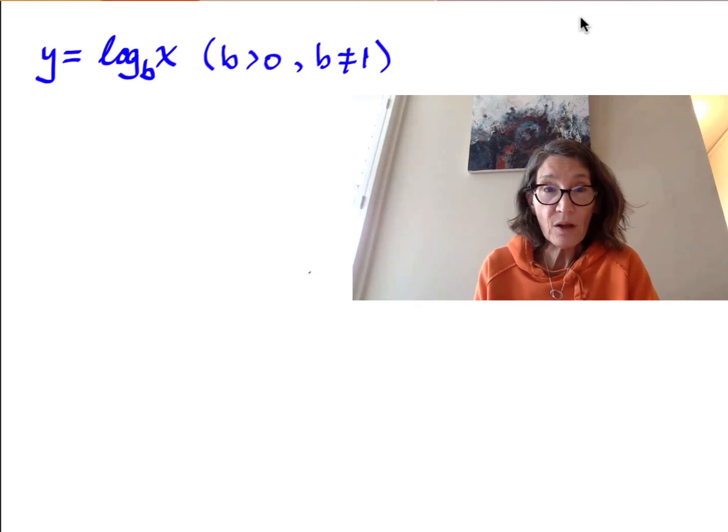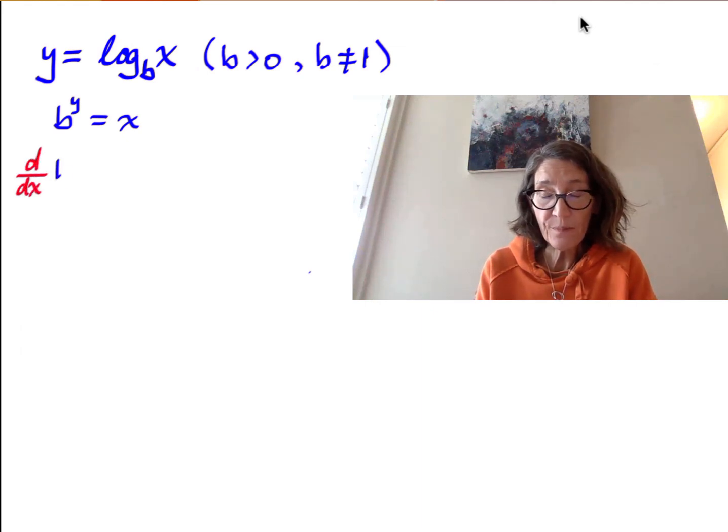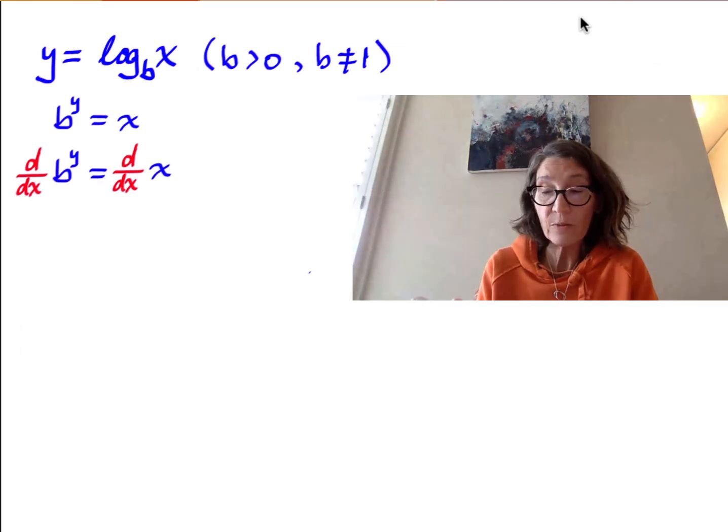Remember, the log base b of x is the inverse function of b to the y is equal to x. These are inverses of each other. So we're going to use implicit differentiation on this second equation. The derivative with respect to x of b to the y is equal to the derivative of x. Remember, y is a function of x, so we're using implicit differentiation.